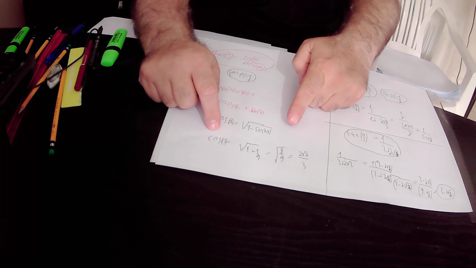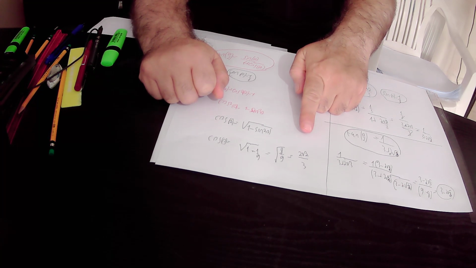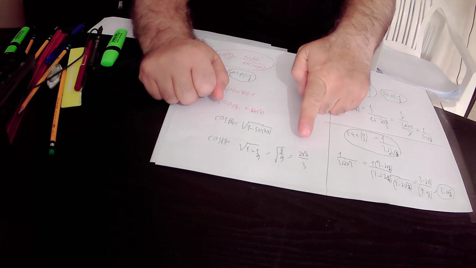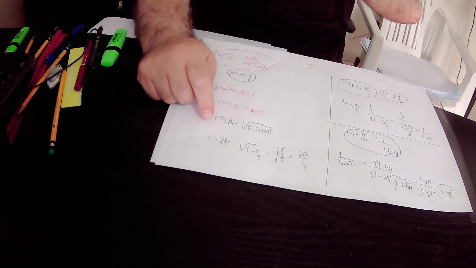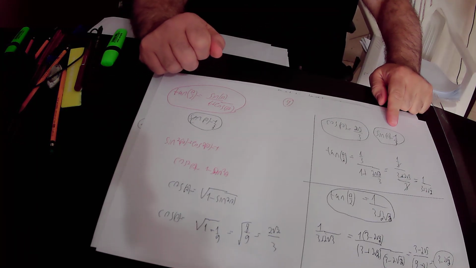1 minus 1 over 9 is 8 over 9. And the square root of 8 is 2 times square root of 2. The square root of 9 is 3. So in conclusion, we found out that cosine theta equals 2 times square root of 2 over 3. And we have already found out that sine theta equals 1 over 3.